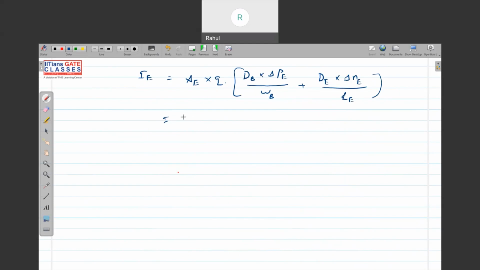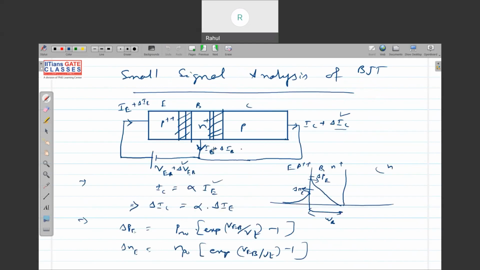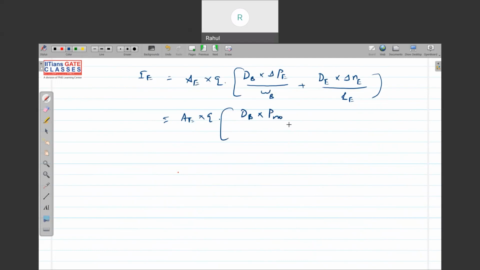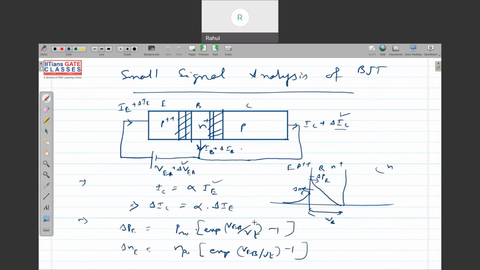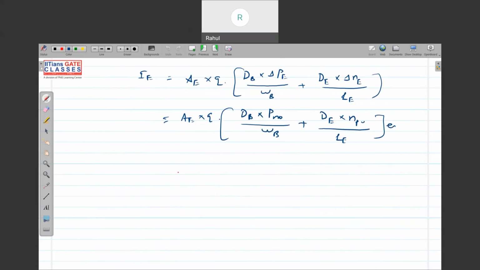So we know, A into Q into DB into del P. Del P I already derived as Pn0 into this. So Pn0 by WB plus DE into NP0 by LE. This exponential factor will be coming outside. This exponential factor will be exponential of VEB by VT.